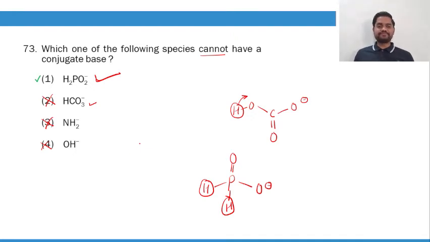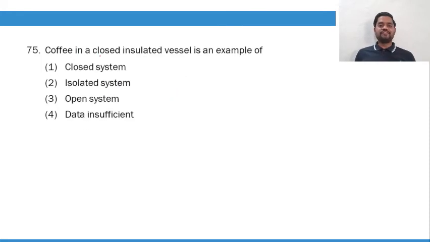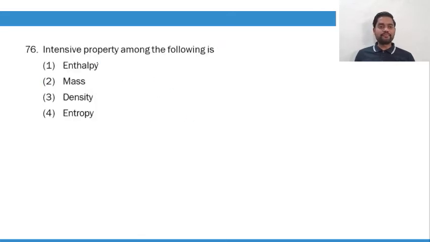Okay, clear. 74. Which of the following thermodynamic properties is a path function? Heat and work both are path functions. Without any doubt, mark option number 1. Okay. Coffee in a closed insulated vessel is an isolated system. No need to think on it. 75, option number 2, without any thinking.